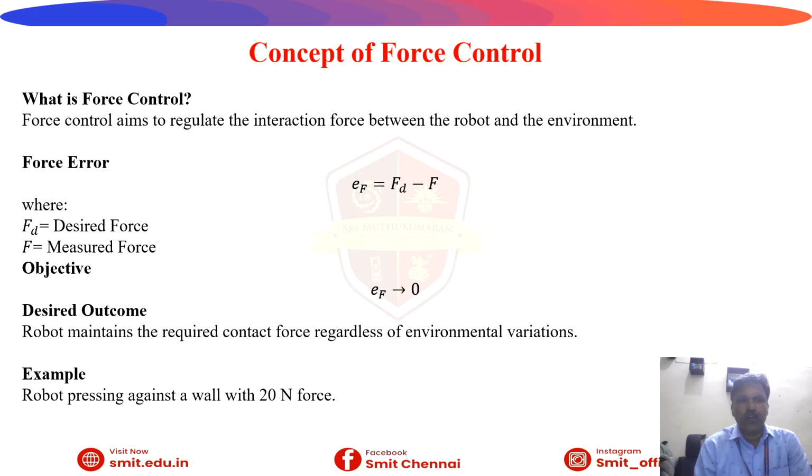Concept of force control. What is force control? Force control aims to regulate the interaction force between the robot and the environment. Force error is given by EF equal to Fd minus F, where Fd is the desired force and F is the measured force. Objective: EF tends to 0. Desired outcome: the robot maintains the required contact force regardless of environmental variations. Example: a robot pressing against a wall with 20 Newton force.